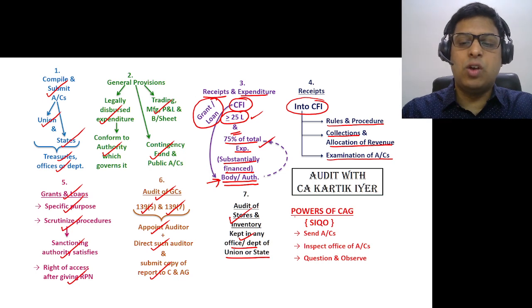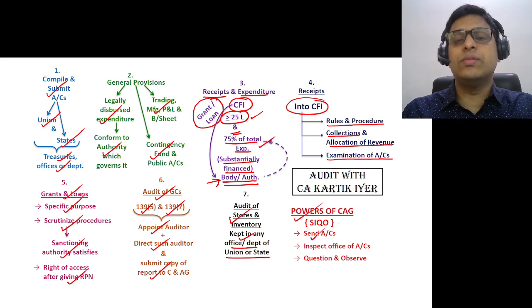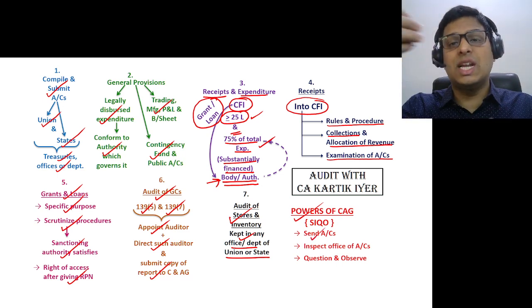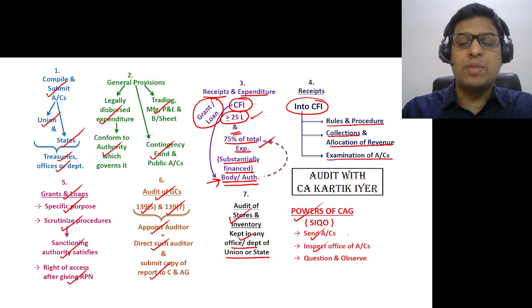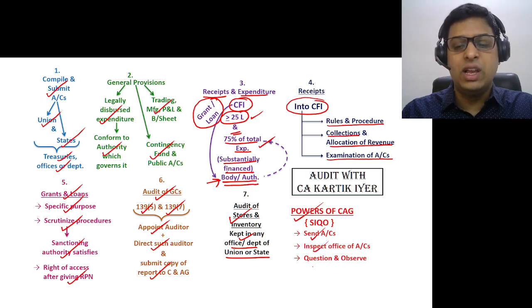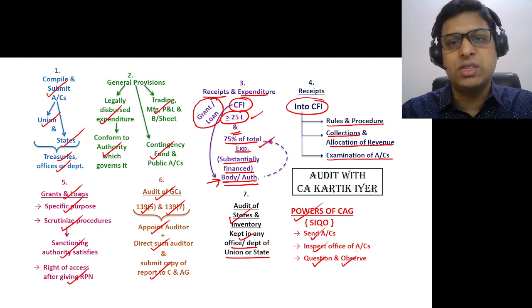Okay. Now, what are the powers of the CAG? The powers of the CAG are very simple. Remember the code called SECO. SECO is nothing but that you have to ensure that the accounts are sent and the accounts are with the Comptroller and Auditor General of India. So the accounts are prepared also by them. At the various departments that they have, the CAG also has a power to inspect the Office of Accounts, and finally, the CAG has a power to question and also observe the functioning of the departments working under the CAG.